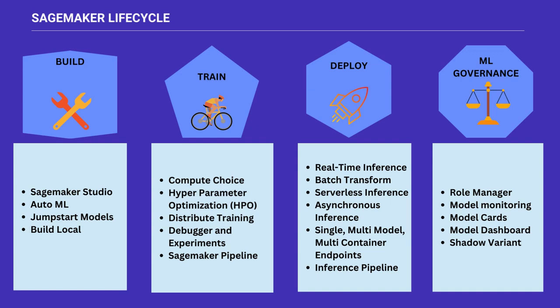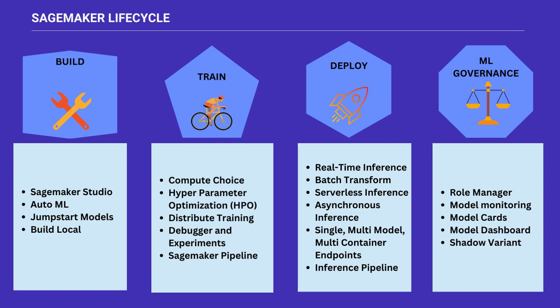And here, this is a life cycle. This is a list of services which we can categorize based on the life cycle. Build: as we mentioned, we have covered SageMaker Studio and AutoML. AutoML will not work with all use cases like computer vision or NLP, but you can use it for classic machine learning models, and you can use a JumpStart model, which is a pre-built model, and you can use the SageMaker SDK to build locally on your laptop and test it locally.